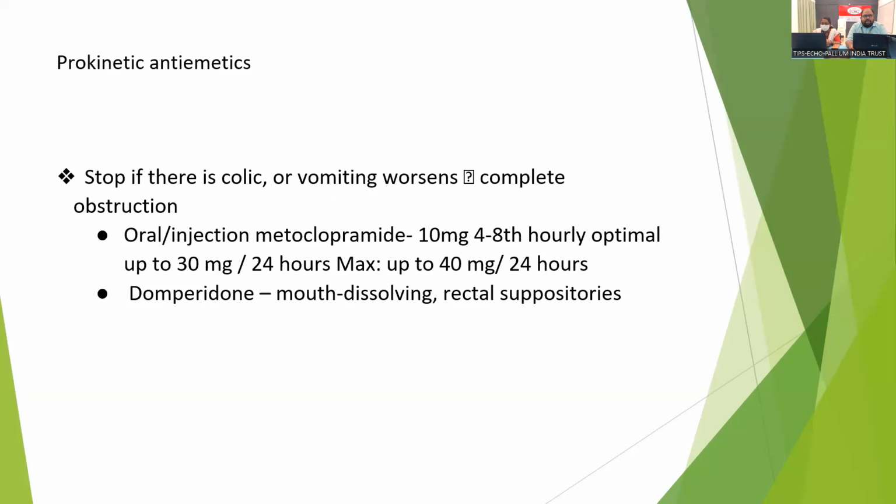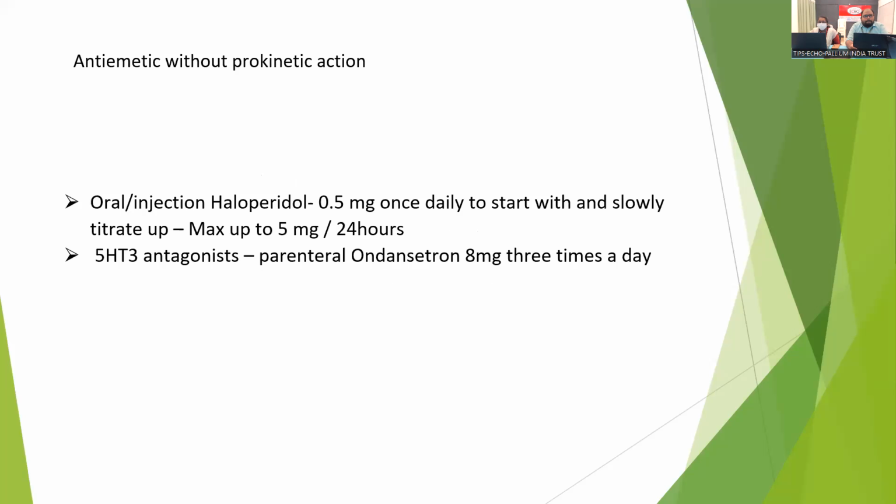The prokinetic antiemetics, always watch for colicky pain. If the colicky pain is presenting, do not give prokinetics, you have to stop. Okay. So you can give oral or injection metoclopramide 10 milligram, 4 to 8 hourly, maximally up to 30 to 40 milligrams. Domperidone is mouth dissolving and rectal suppositories are also available for domperidone.